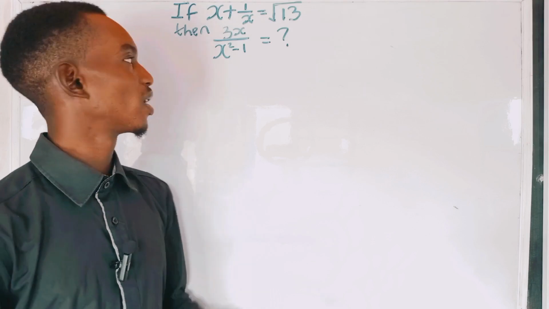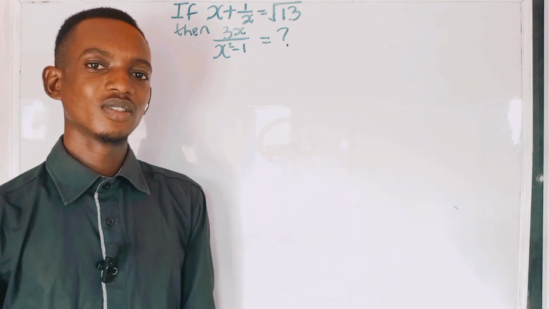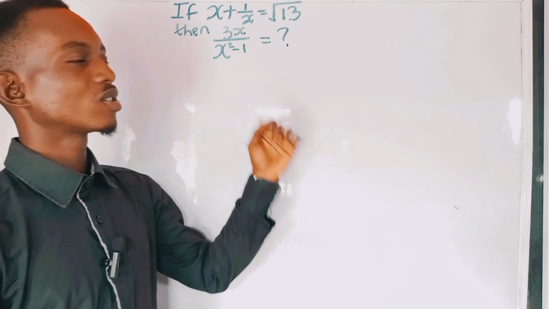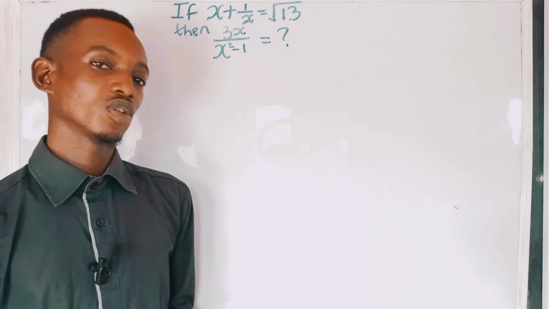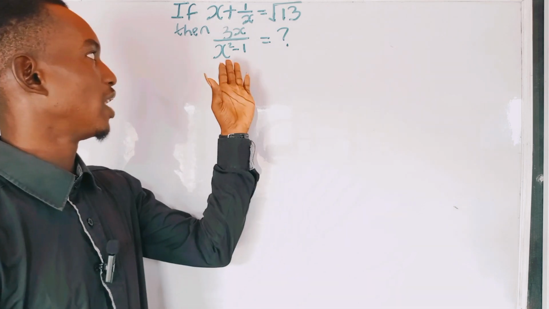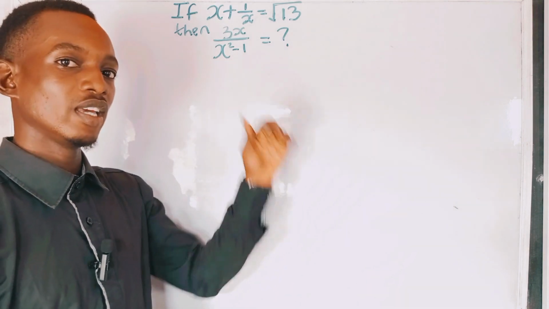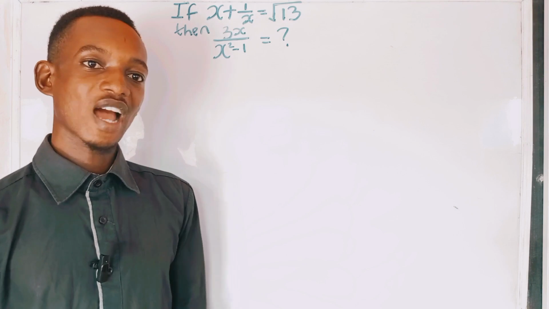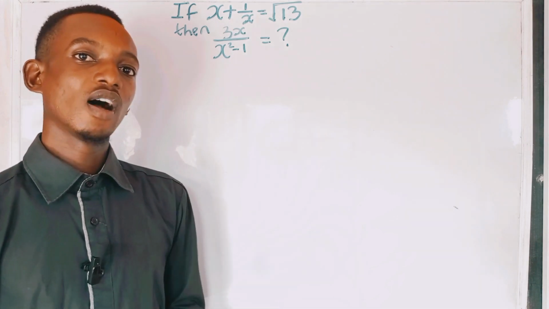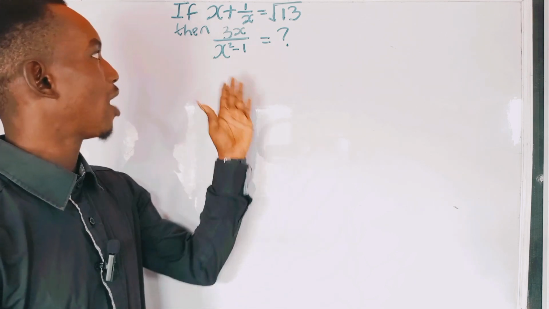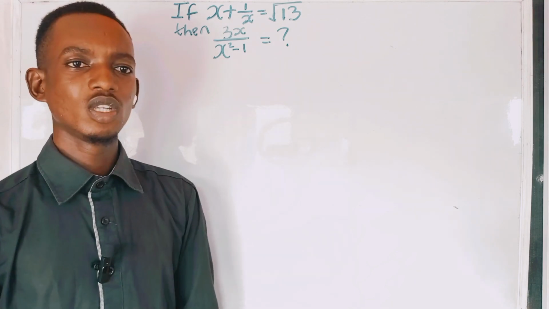Hi guys, can you solve this Olympiad math question? Now, this question requires a little bit of a trick for us to solve. When you try to solve for the value of x directly here, you're going to get a very wrong answer, and it's going to be very hard for us to do that. Now, how can we solve this question here on the board?